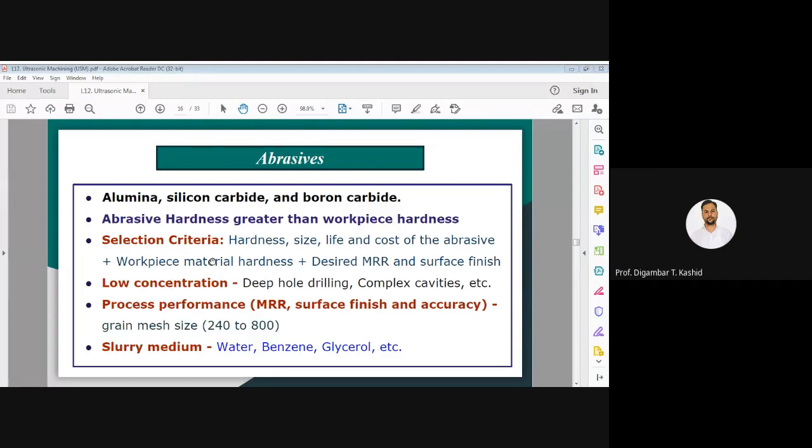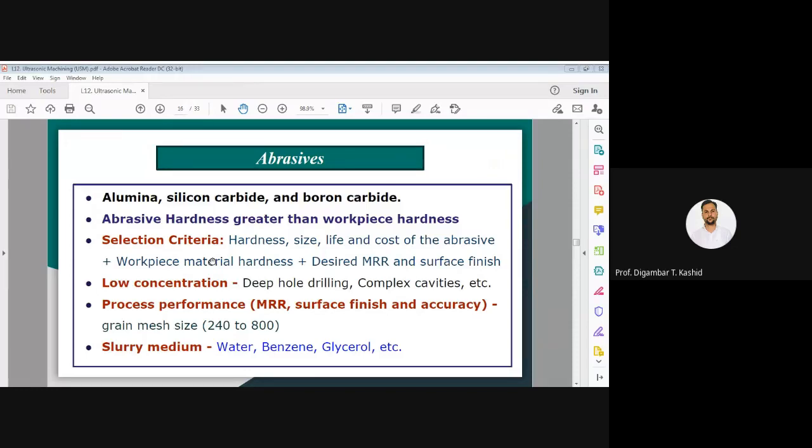For carrying purposes we require a carrier medium, and normally as a carrying medium you can select water or benzene or glycerol. Again, a low viscosity liquid like water is recommended because it can reach fine details or complex shapes easily.